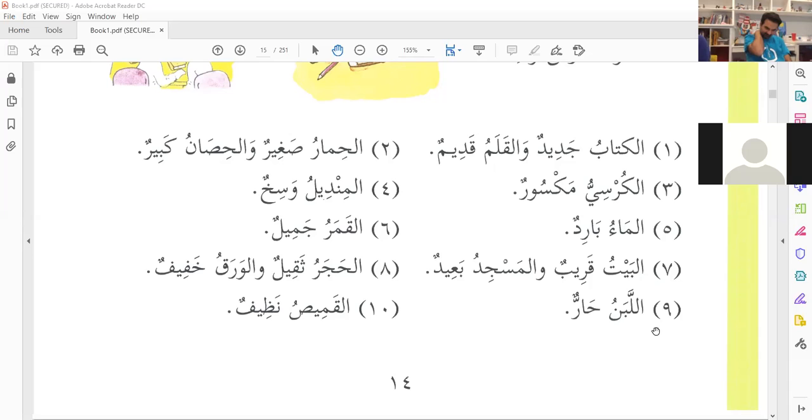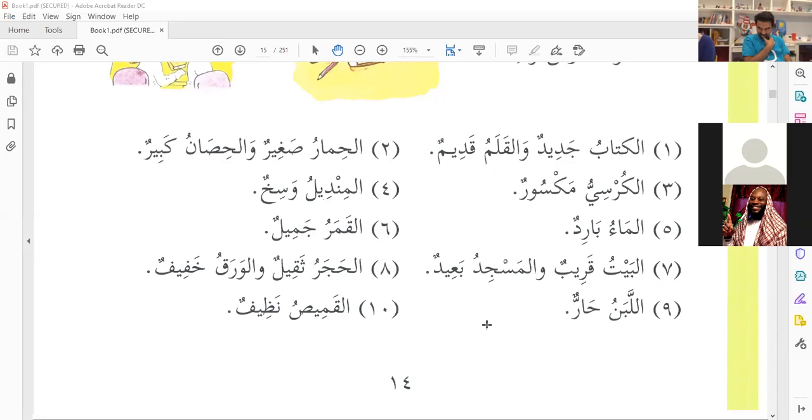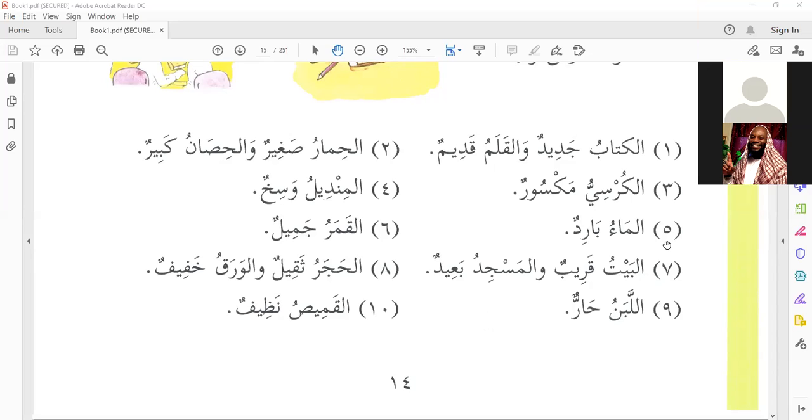And I think we have Ibrahim joined up with us. So Ibrahim, if you could do number 10 for us. Al-Qamisu nathifun. Excellent. Al-Qamis means a shirt, or in olden times, a thobe. Nadifun is the opposite of wasikhun. We learned wasikhun means dirty. Nadifun means clean.